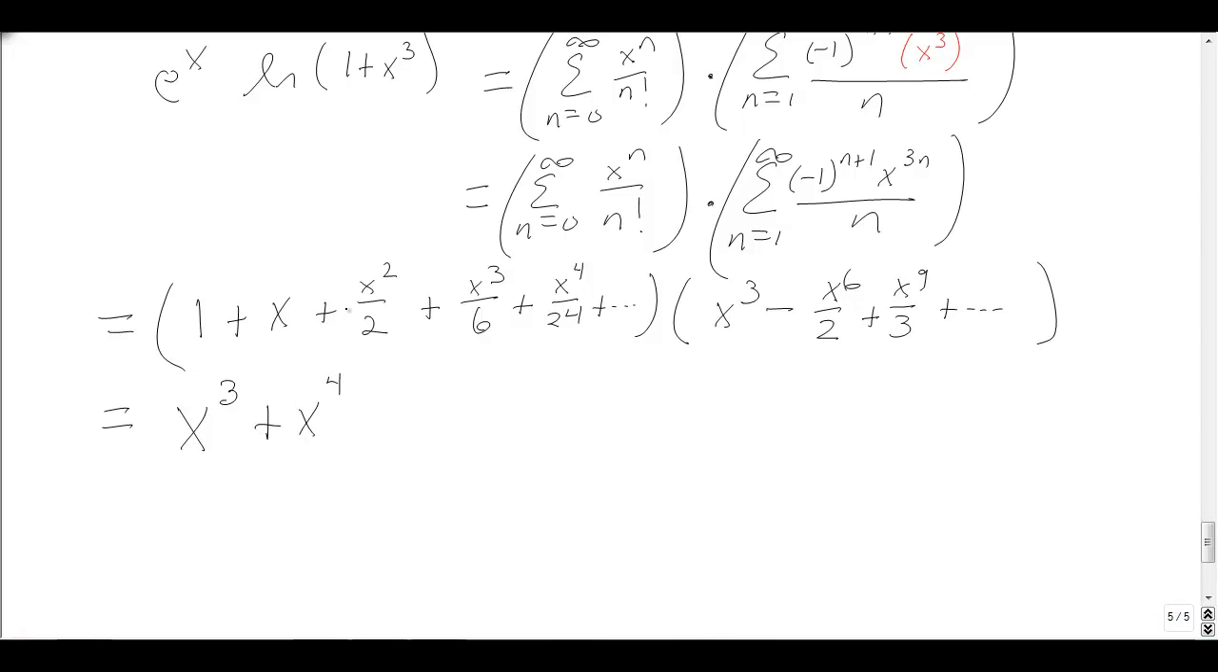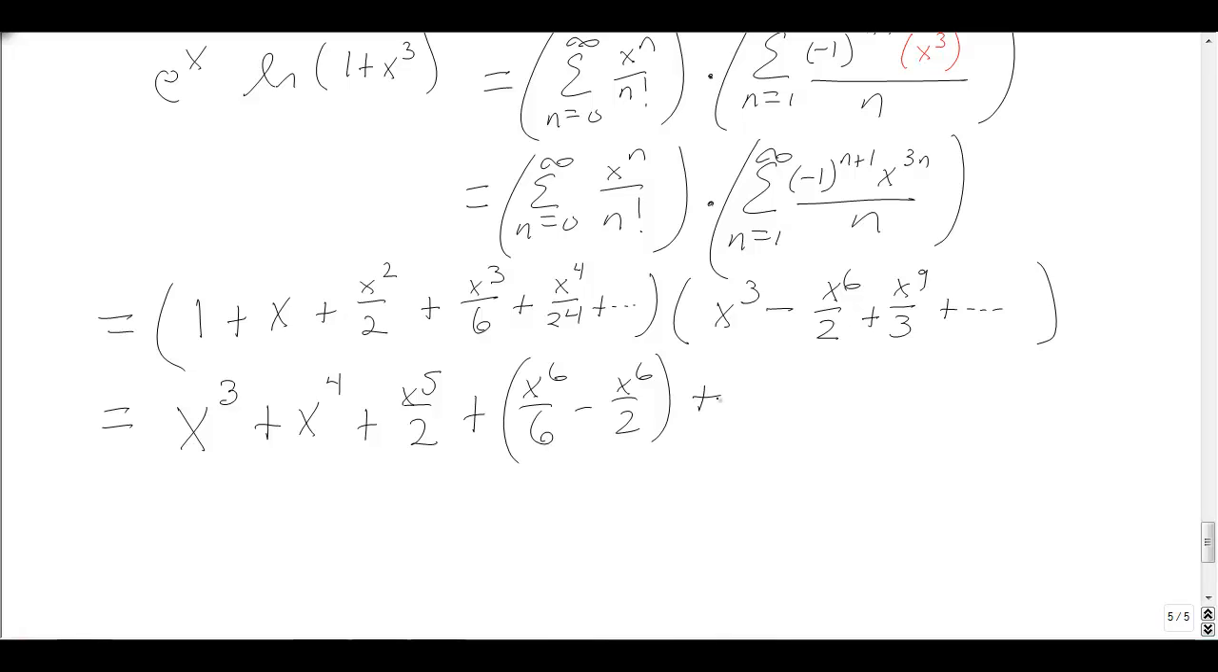X to the 5th. X cubed times x squared over 2. That'll give me an x to the 5th over 2. I already have 3 terms. But now when I do x to the 6th, something kind of different happens. I get x cubed times x cubed over 6. That's x to the 6th over 6. But I could also do negative x squared over 2 times 1. Sorry, negative x to the 6th over 2 times 1. So I get x to the 6th over 6 minus x to the 6th over 2 as my x to the 6th term. So that's going to be my 4th non-zero term.